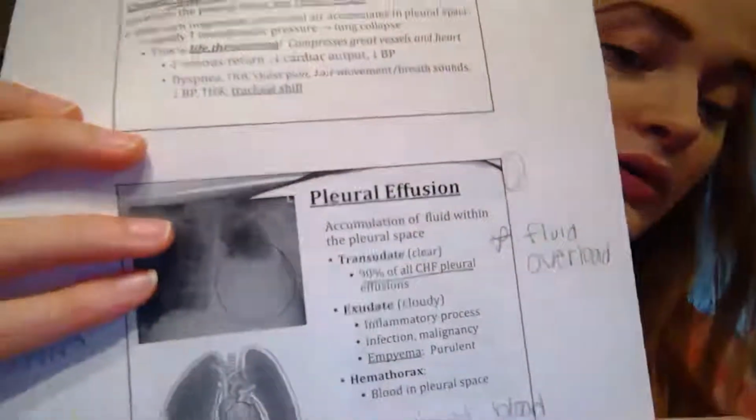So 90% of chronic heart failure patients have the clear transudate in the pleural effusion. It's fluid overload, so it backs up into your lungs, and then you get a pleural effusion, and it's 90%. And then your cloudy exudate is because of something like an inflammatory process or infection.